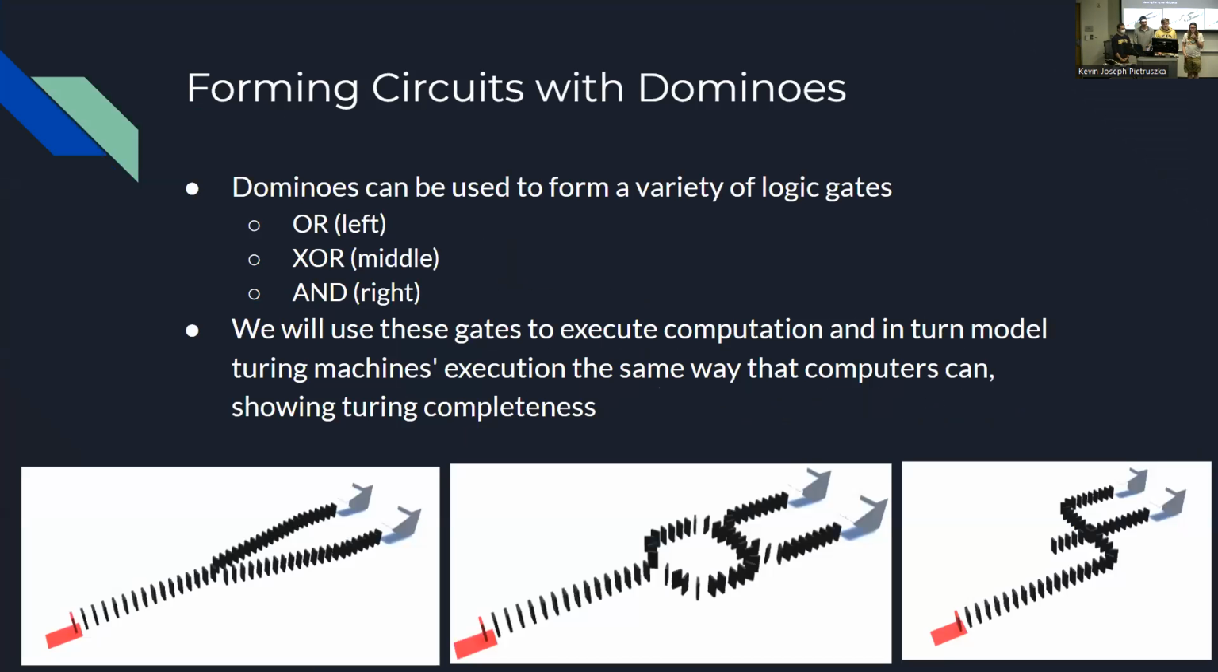So overall, when we are going from computational models to what is actually running on hardware in our computers, we typically use circuits, and those represent very small logic gates. At that layer of abstraction, we're able to translate to the world of dominoes. So dominoes can be used to form a variety of these logic gates, such as on the left, the OR gate, in the middle, the XOR gate, and on the right, the AND gate. We're going to use these machines to execute computation and be able to show and represent Turing machines' execution in the same way that computers can, showing Turing completeness.